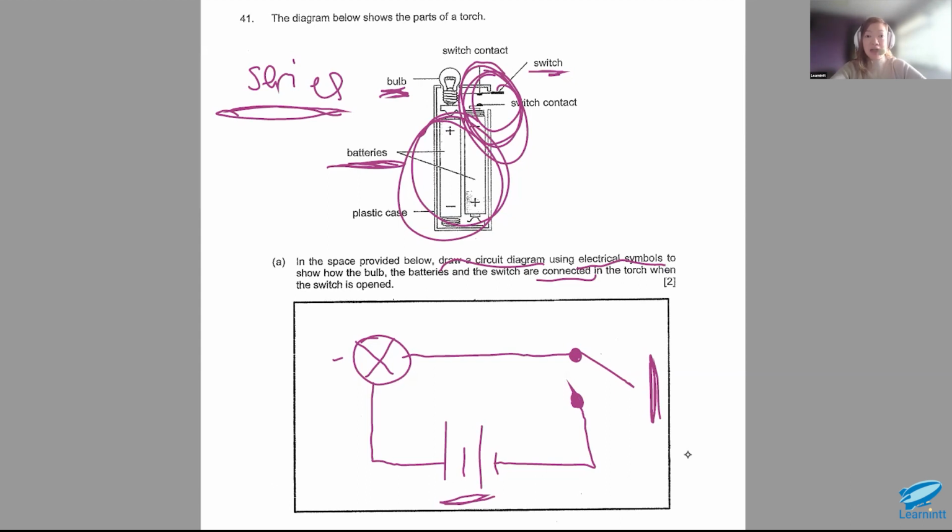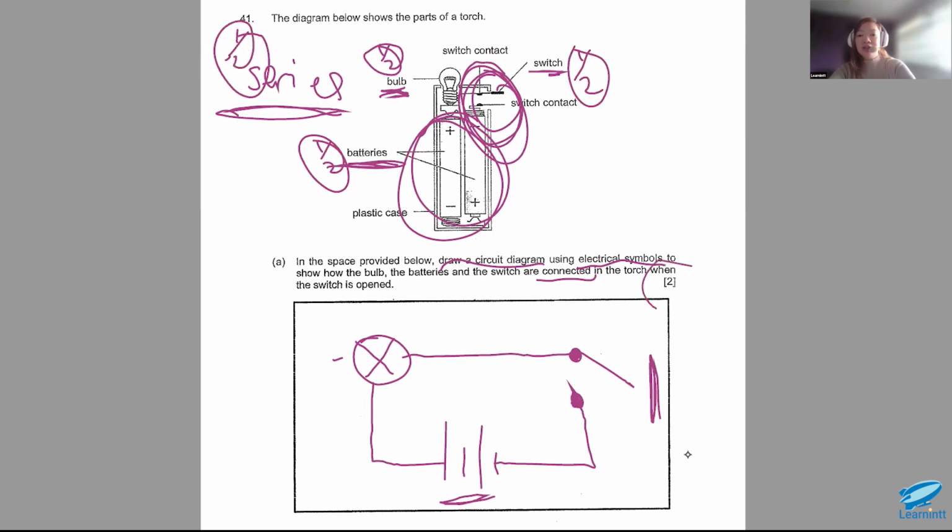So where are the 2 marks? Firstly, half mark for drawing the bulb, half mark for the batteries, half mark for the switch, half mark for the series arrangement. In total, 2 marks. Of course, knowing the symbols to draw is basic. We are expecting you to know because it is easy and it shouldn't be such a problem for you, so we're not giving you any mark for that. You are supposed to have studied for this. So again, application questions.